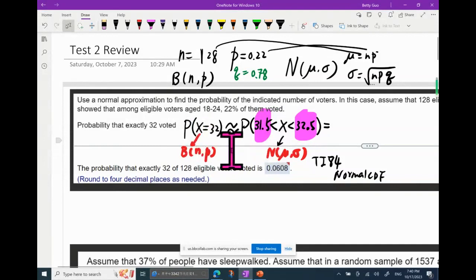Yeah, we use normal to approximate binomial. How do we approximate when the binomial variable assumes exactly one whole number, one value? We make a small interval, 31.5 to 32.5, and make sure x assumes only one whole number. In this interval, x only has one option, the whole number 32, and that would work for normal.